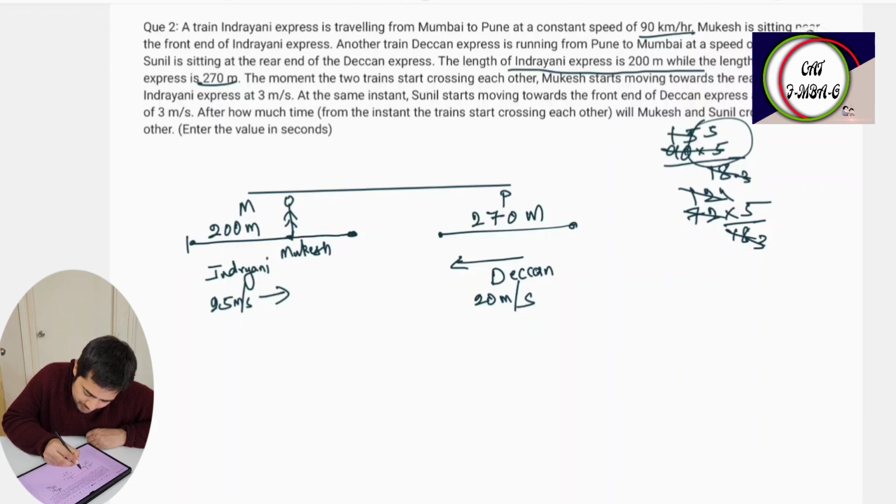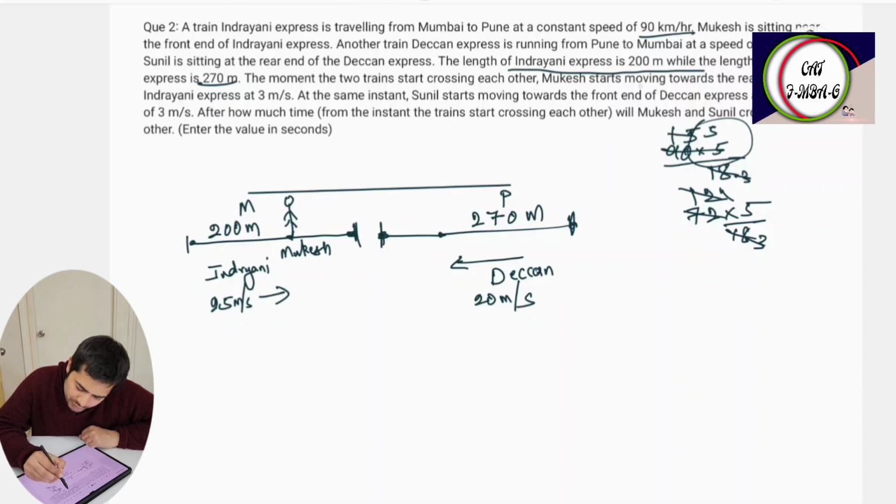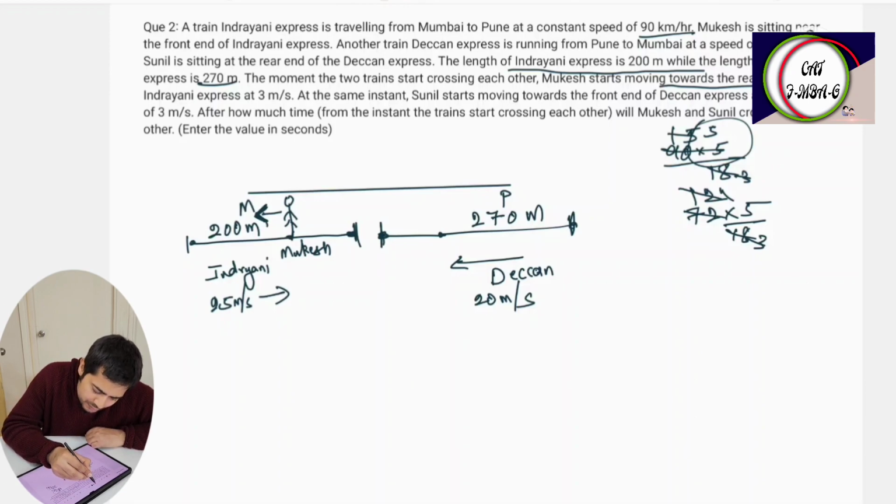The moment the two trains start crossing each other, the situation is like this. Mukesh starts moving toward the rear end at a speed of 3 meter per second. Mukesh is not actually here now, so let me redraw the diagram. Mukesh is here, and he starts moving at 3 meter per second.